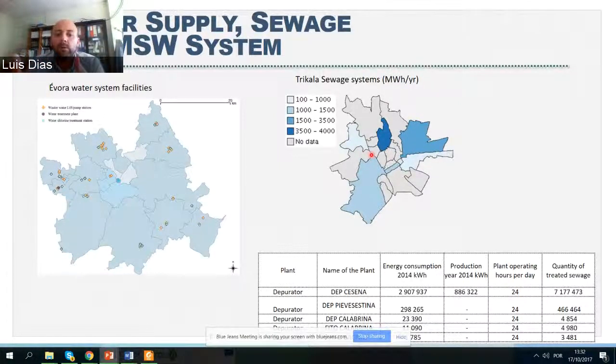We contacted the local stakeholders, the people in charge of managing these systems, and asked for information on energy consumption or, for instance in water, the amount of water supplied to the city. This allowed us to characterize the energy consumption of these systems. The information was also spatial. We can see here the location of all the water treatment plants and pump stations, and also the energy consumption of sewage systems for Trikala in Greece, showing in which zones of the city the sewage systems consume more energy.